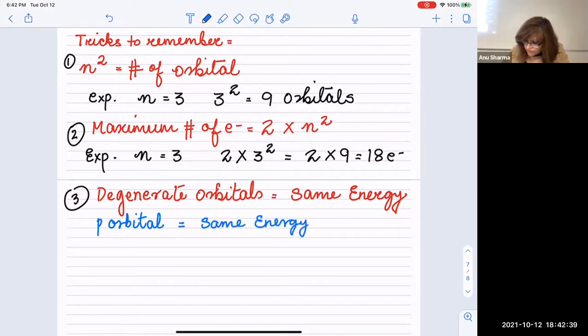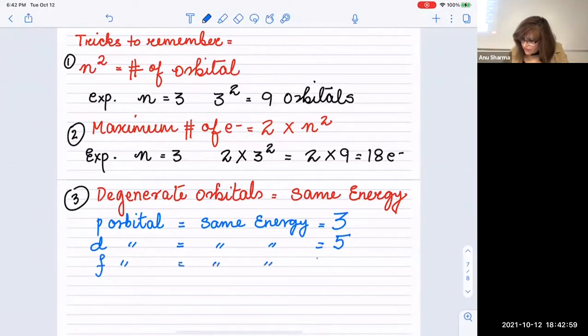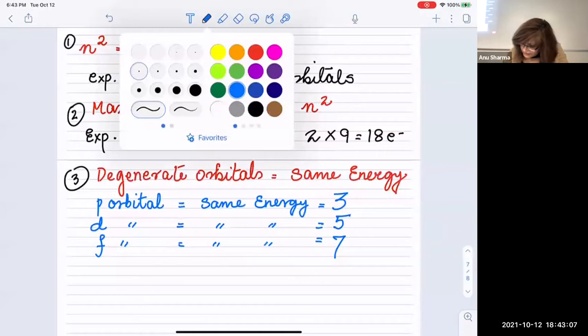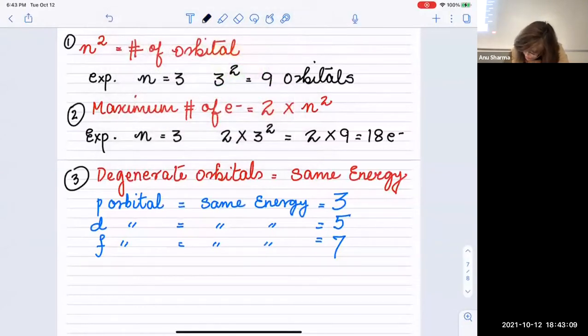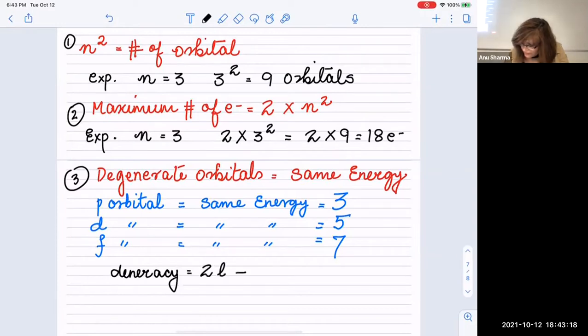So there are 3 of them, the three orbitals in p. The d orbitals all have the same energy. So there are 3 orbitals present in p, 5 orbitals present in d, and f orbitals again have the same energy, all 7 of them. Okay, so how do we know this mathematically? How did they determine this? The degeneracy, how did they determine how many orbitals have the same energy? So this is 2l plus 1.